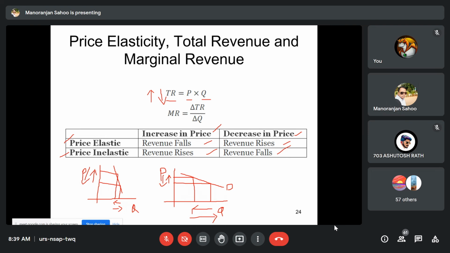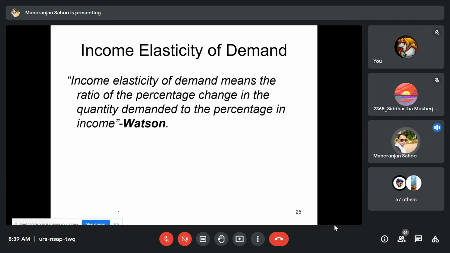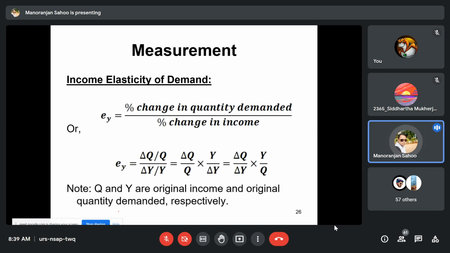Then the income elasticity, then the cross elasticity. Only three, four slides are there. So, the income elasticity means what? Income elasticity means the impact of a change in income upon the change in the demand. If income increases or reduces, how much the demand will change, that will be measured by the income elasticity.